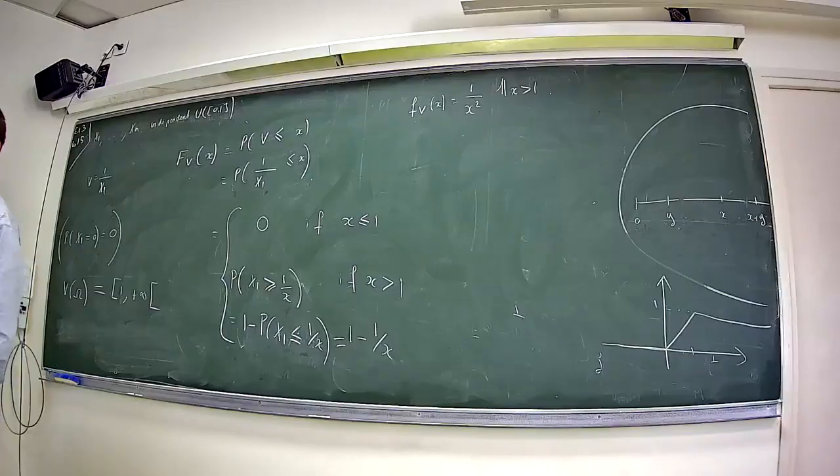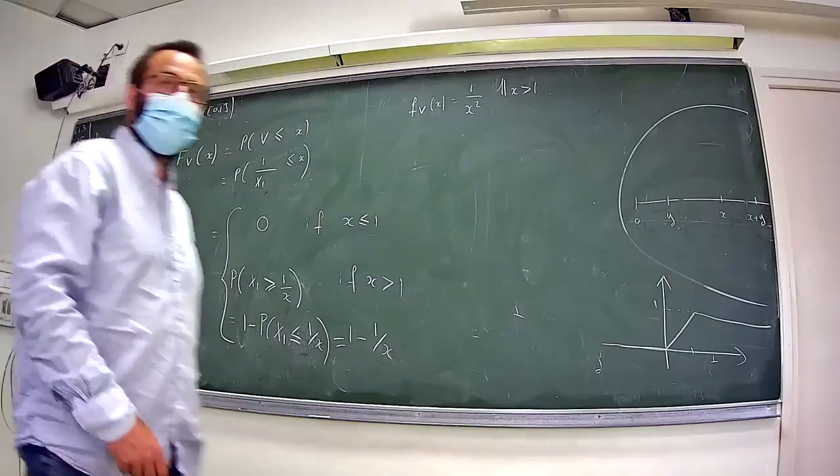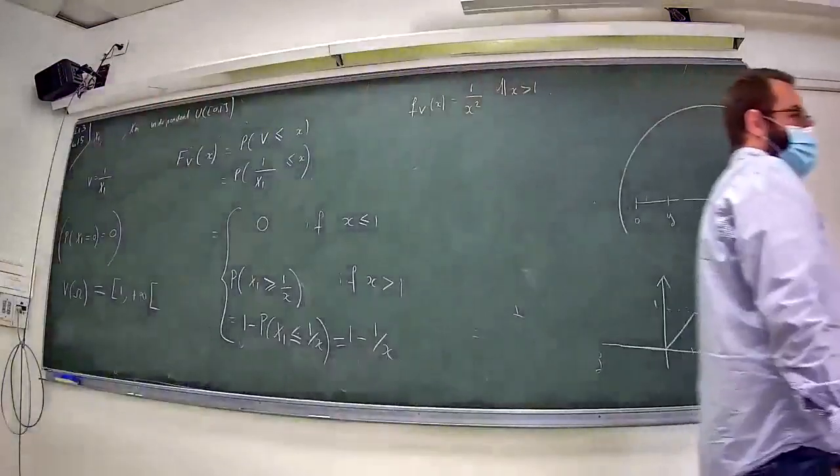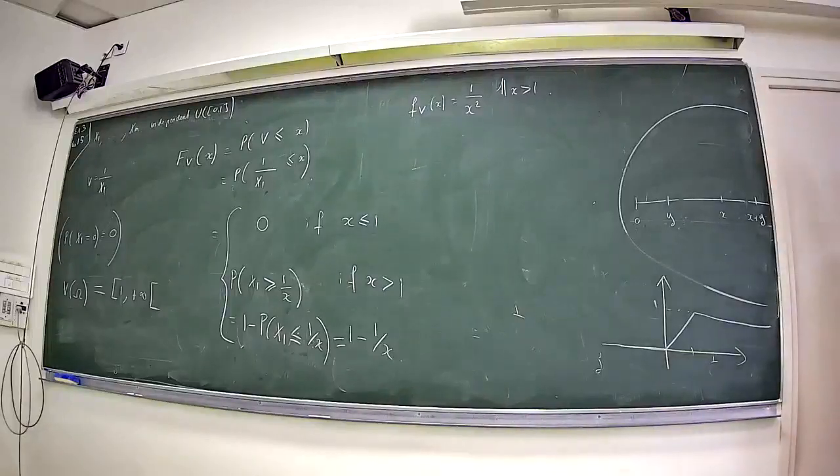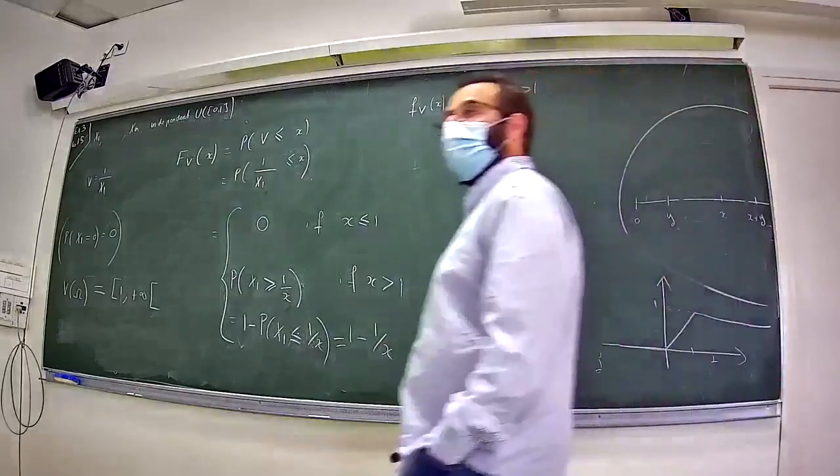It's the density function of the inverse of a uniform on the interval 0, 1. How do I obtain it? Computing the derivative of this one. 0 here and here. The derivative of this one gives me exactly this one if x is strictly greater than 1. Okay? So this is the density function of the inverse of a uniform. Okay, it's not a classical distribution, but you have this one.